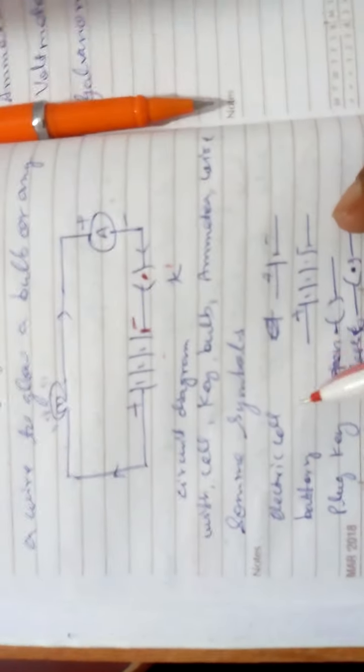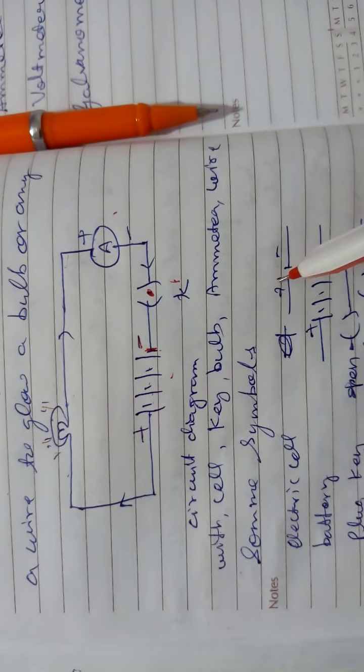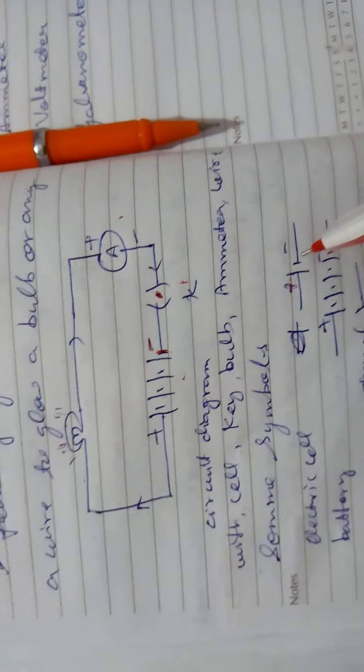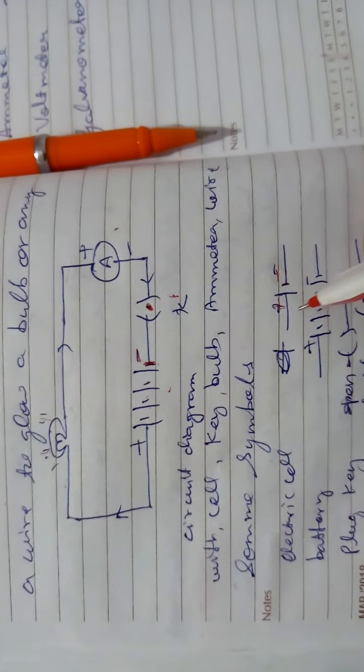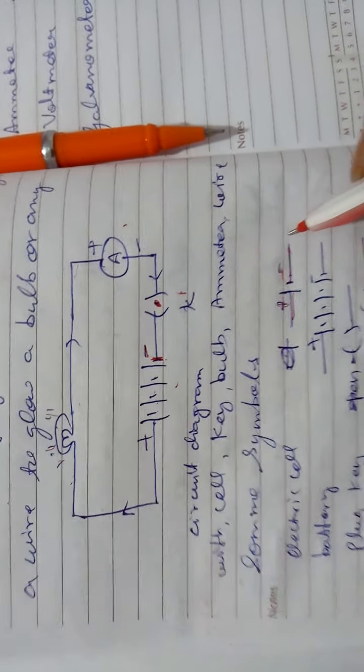Some symbols are given in the book also, you can see them in the book, along with the potential difference. Here I have also drawn them. The electric cell has only one big line and one small line. The big line is called positive and the small one is called negative. With one straight line, it is a cell.